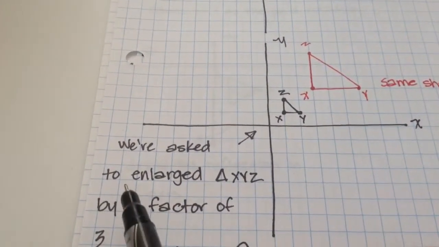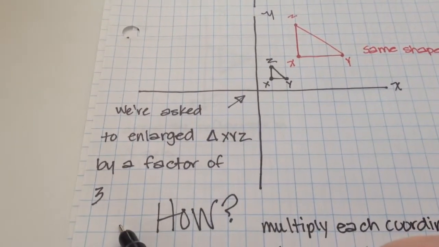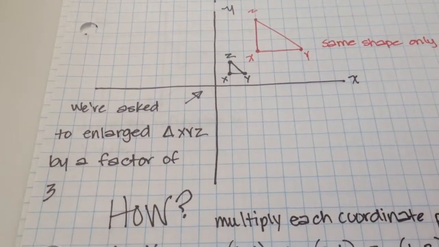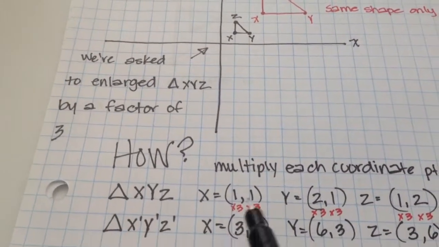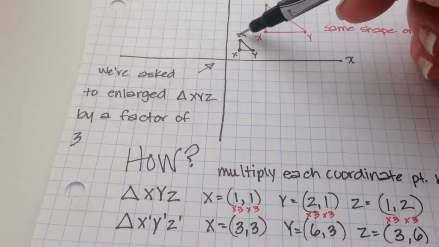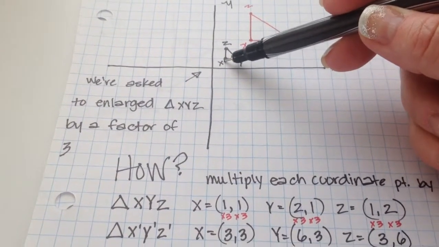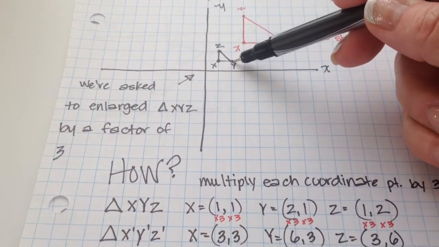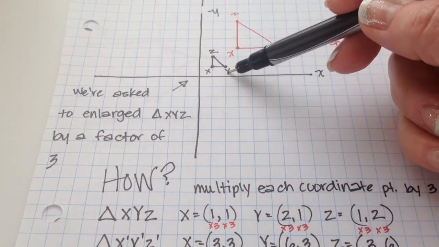So we've been asked to enlarge XYZ by a factor of 3. Oh no, how am I going to do that? Here it is, same shape. How did we do that though? All right, so we looked at this little teeny one and we wrote down all of the coordinate points. So X was at 1, 1, Y is at 2, 1, and Z was at 1, 2. Right? You know how to plot those points.